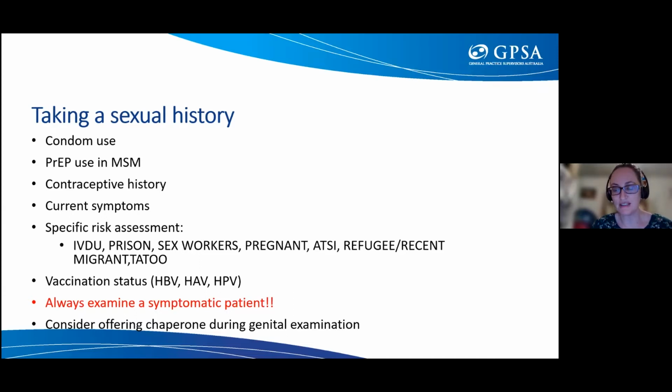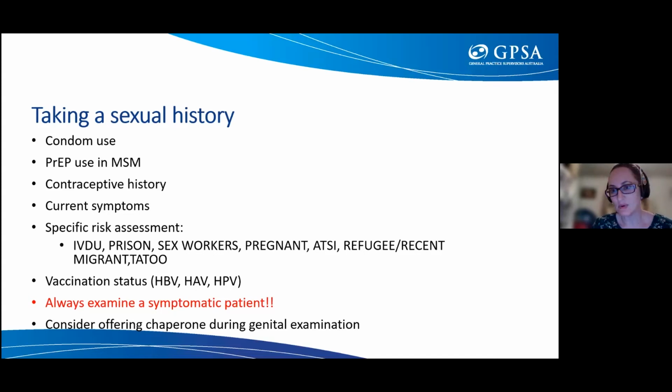Specific populations have specific screening needs. So for example, IV drug users, people who have been in prison, sex workers, pregnant women, ATSI people, and refugees all have more specific screening recommendations that we can go through.